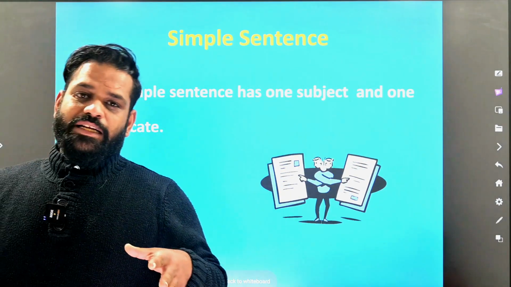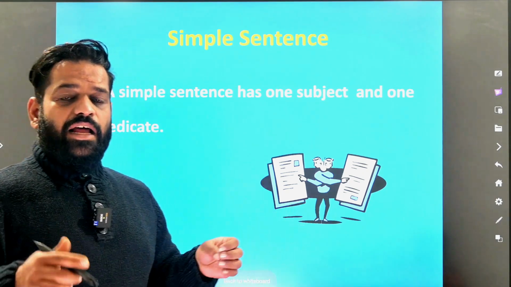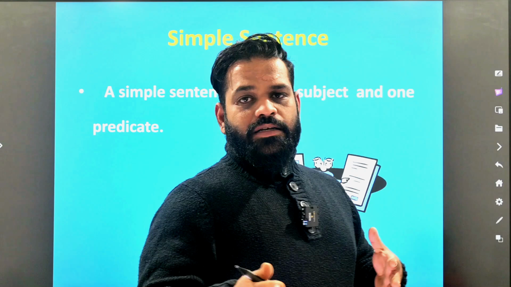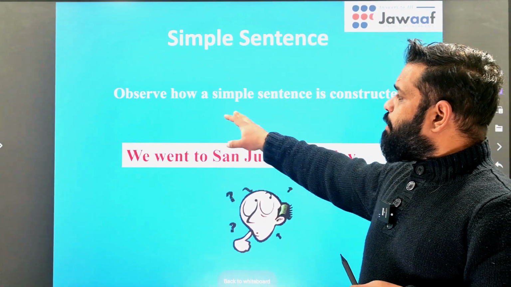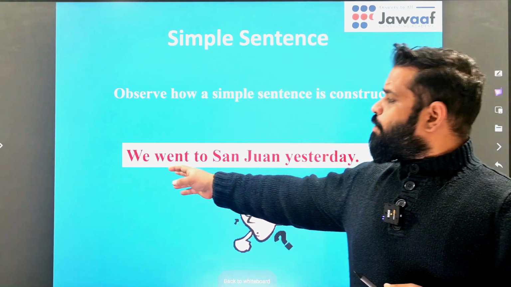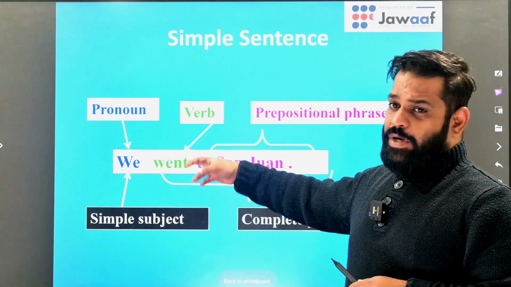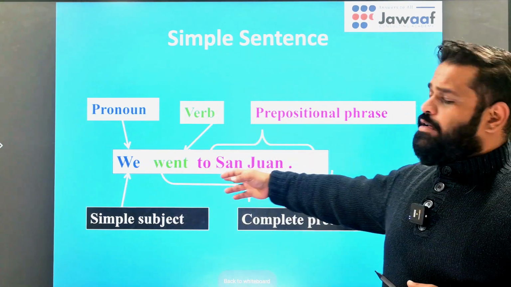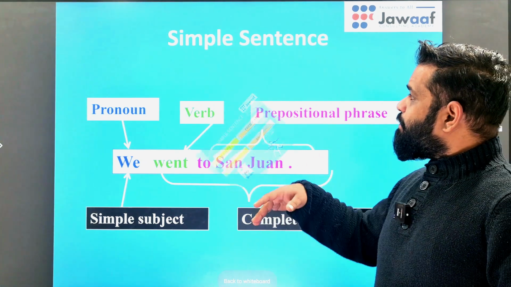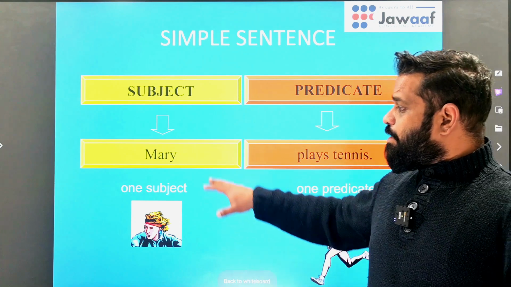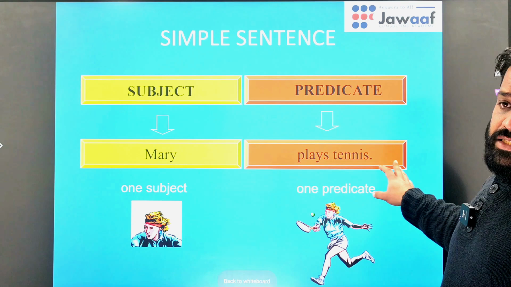Now, sometimes a simple sentence can even have a compound subject, which means more than one subject, and a compound predicate, that means more than one predicate in this case. I'll give you an example of a simple sentence. Observe how simple sentences are constructed. So, in this case, we went to San Juan yesterday. In this case, the pronoun we, the verb went, and the prepositional phrase to San Juan, in this case, being the complete predicate. Now, coming to the basic structure of a simple sentence, we have Mary, which is one subject, and one predicate, which is she's playing tennis.